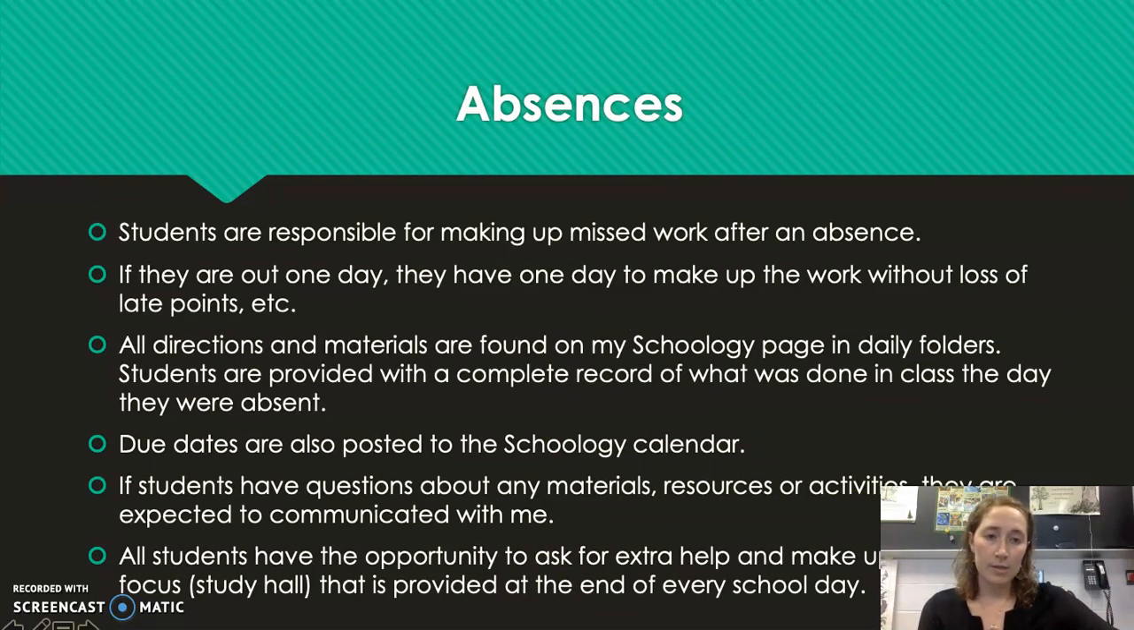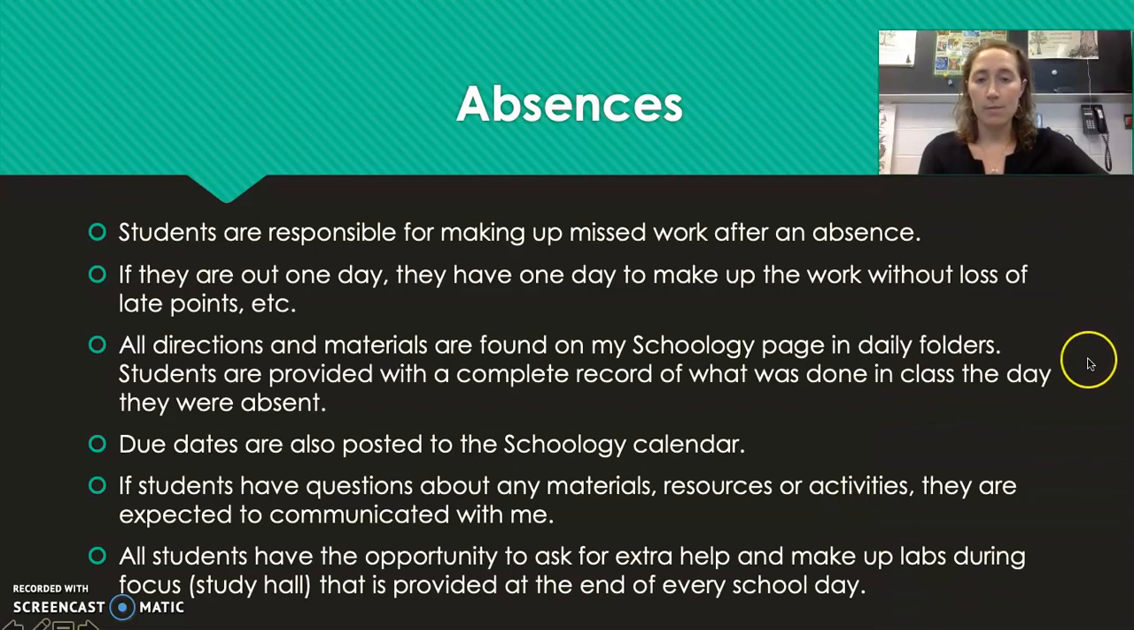Lastly, I did want to just mention absences. In our current situation, students are responsible for making up work after they're absent. So if they're out for one day, they have one day to make up the work. So it's kind of an equal amount. 4 days out, you get 4 days to make it up. Students are struggling with this right now, and I'm trying to work with them as much as possible, but we do have a focus period at the end of the day, which is a study hall, where students should be coming in to make up that work and ask for help.